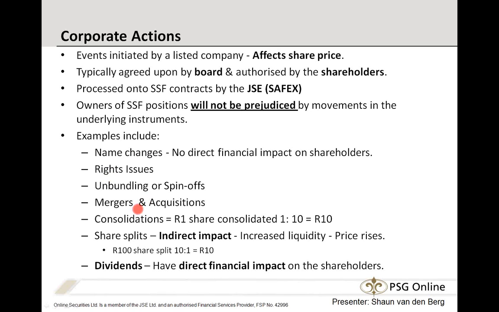The biggest thing that can affect the company would be a dividend. Okay, we anticipate a 5 Rand dividend and the company comes to a 10 Rand dividend. Obviously, the share price will be adjusted for that. But the main thing is you won't be prejudiced. You won't be at a disadvantage. That's the idea with corporate actions.